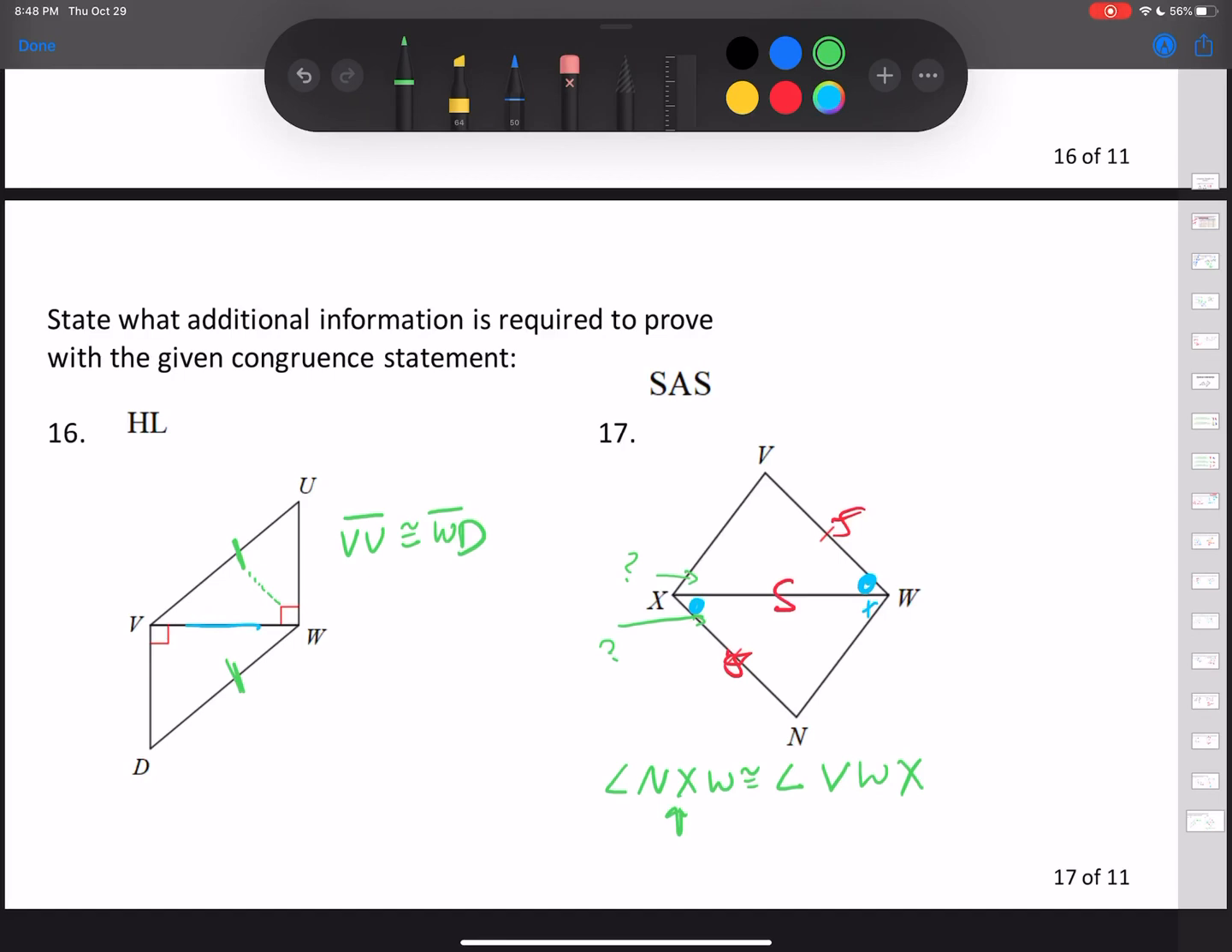All right, so just a couple angle congruency theorems. We're going to be practicing these a lot, but it is very important to make sure that you can identify them, because that's going to help you when we actually get to proofs.